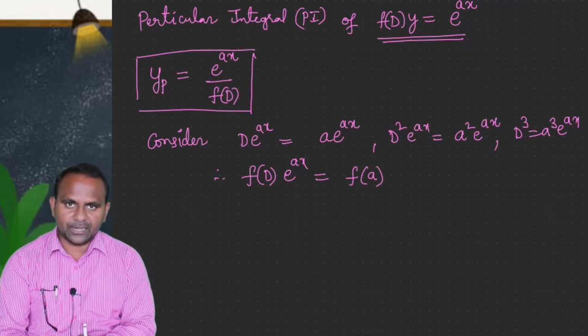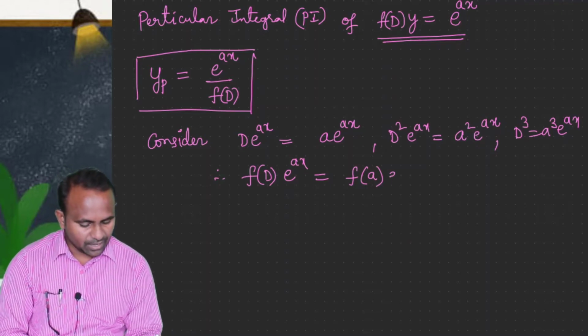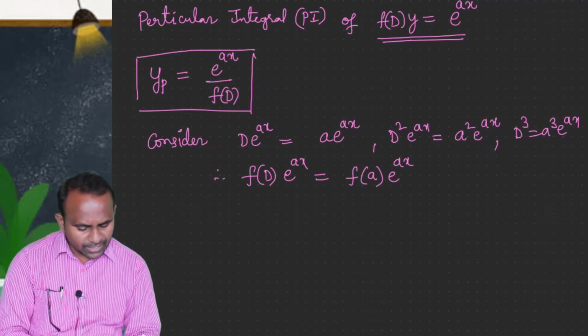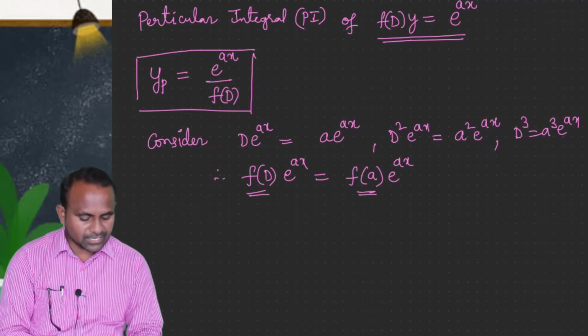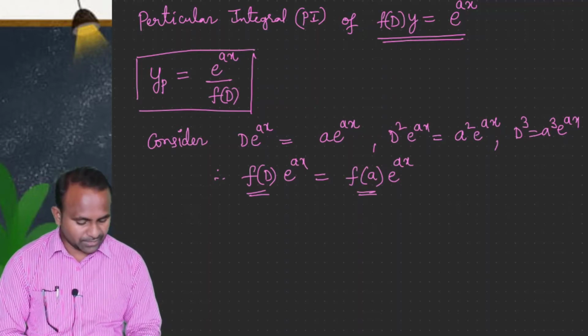So if it is a polynomial also, it will be simply a substitution of a in place of D, on e power ax. So your f of D is replaced with f of a. That is how the derivatives will come about for this exponential function.